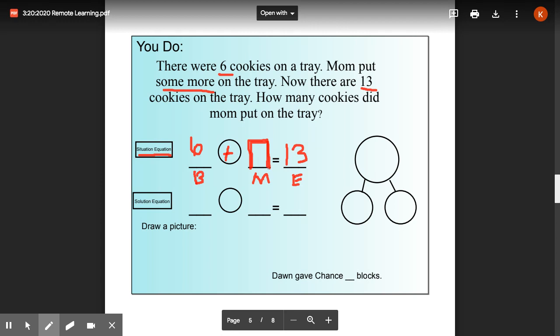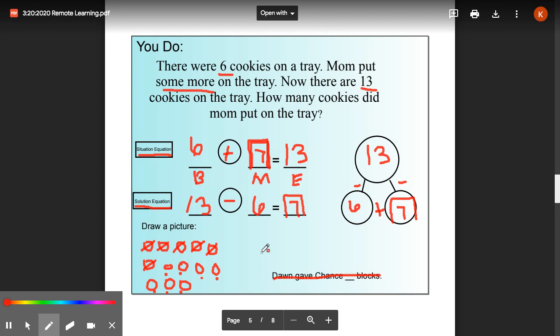When I say pause, I want you to create your solution equation and solve. Then we will come back and solve it together to see if we got the same answer. Ready? Pause. All right, does your solution equation look like mine? If it does, you are correct. What I did was I did 13 minus 6 equals blank for my solution equation.